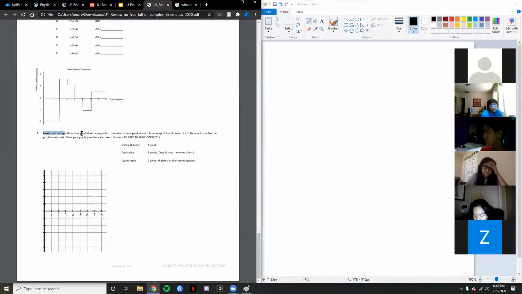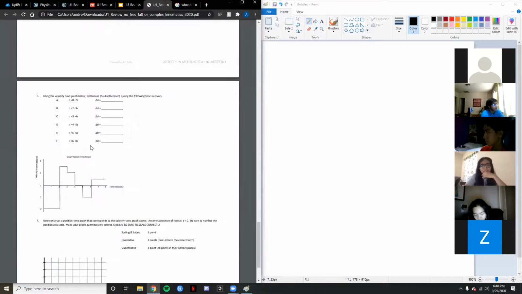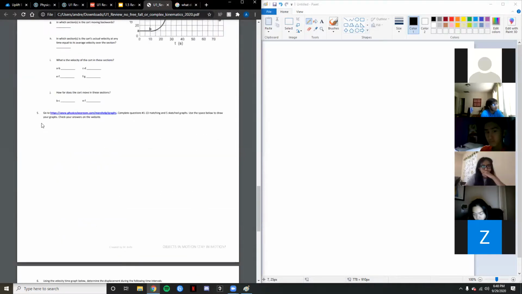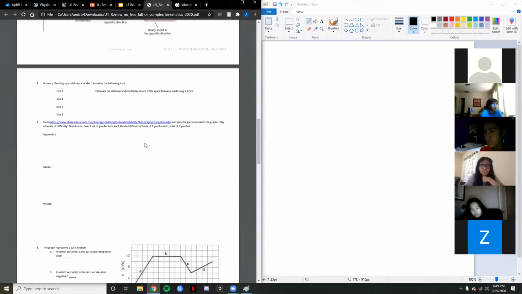Now construct a position time graph. All right, so you can do that one on your own. So we basically went over the whole review except for question 7, 5, and 2. Y'all can do that on your own. If you have questions, contact the Slack.